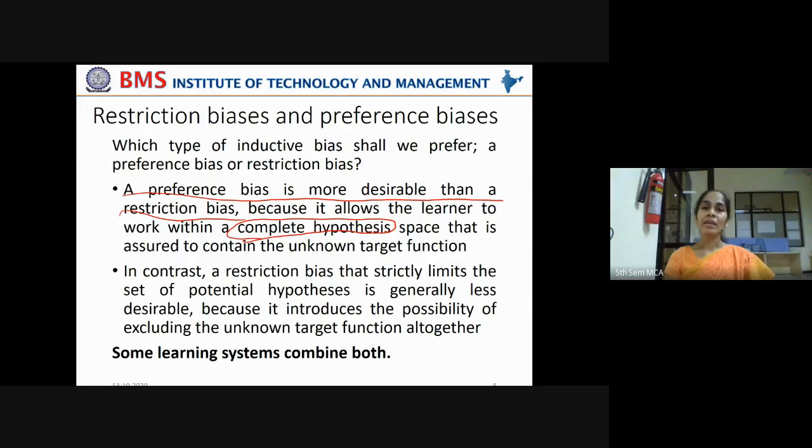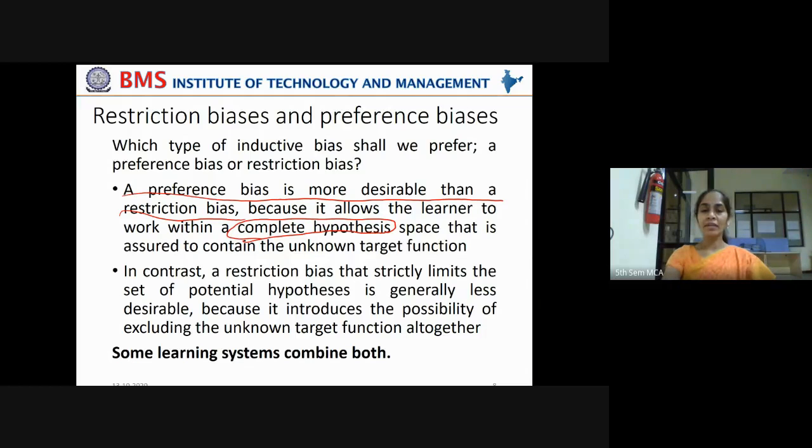That is why it is always better to choose preference bias, because there is no risk of omitting the ideal target function. The ideal target function will always be there in the hypothesis space because the hypothesis space is complete.